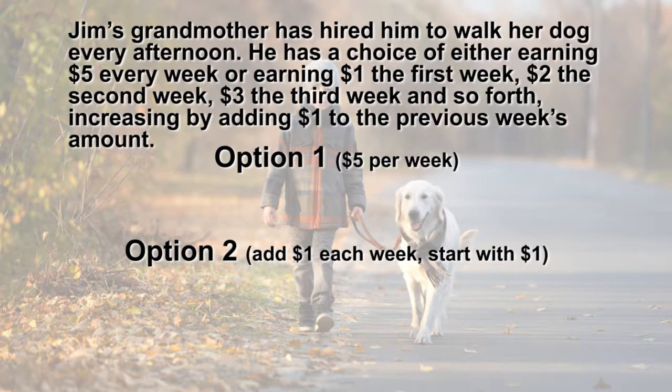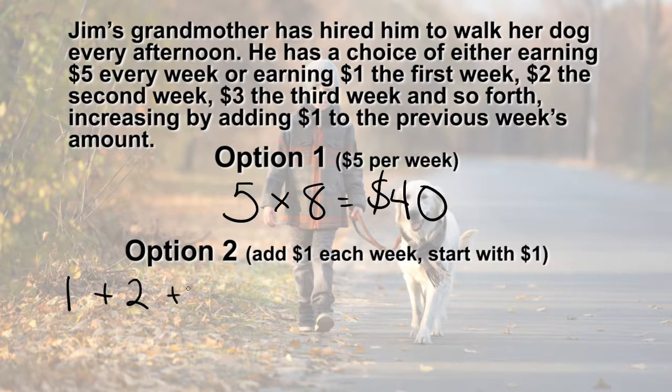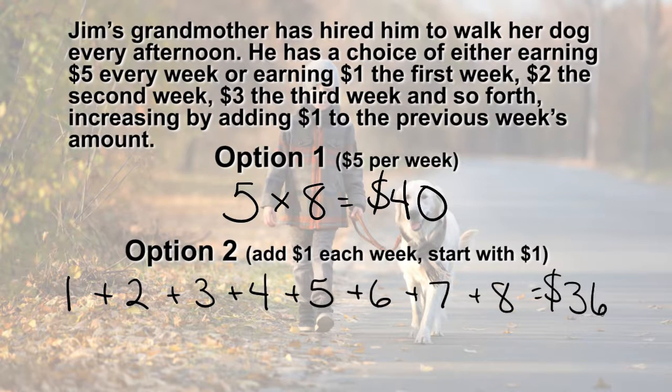Let's extend the options to 8 weeks. How much money would option number 1 give Jim? 5 times 8 equals 40, so $40. How much money would option number 2 give Jim? 1 plus 2 plus 3 plus 4 plus 5 plus 6 plus 7 plus 8, which is $36. Option number 1 still gives Jim more money, but option number 2 is increasing. It looks like we need to continue extending.